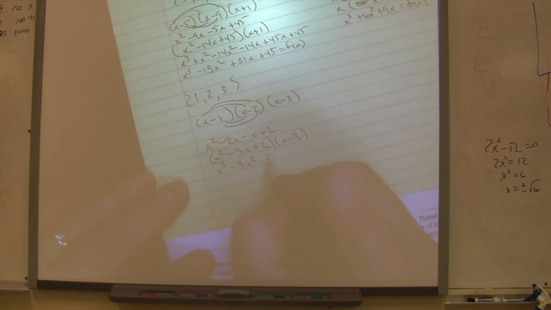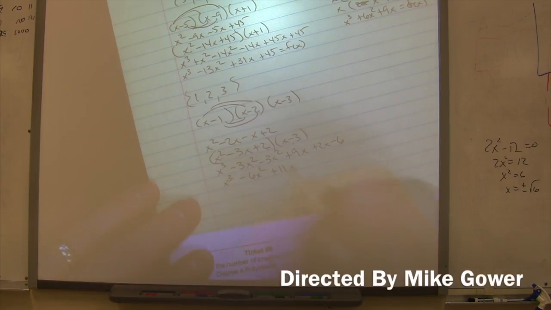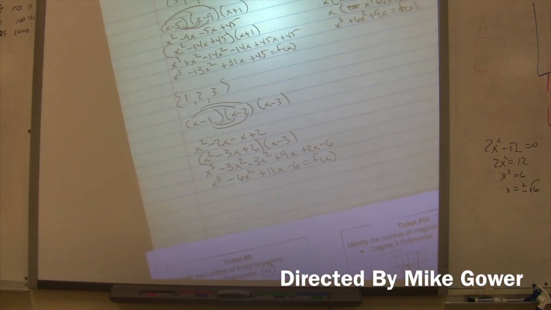We get another -3x squared. -3x times -3 is positive 9x. And then 2x minus 6. Combine like terms. X cubed minus 6x squared plus 11x minus 6 equals our function. So that's the review of that. Hopefully that helps you for the test.